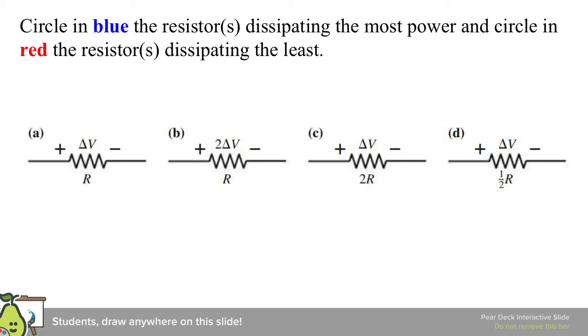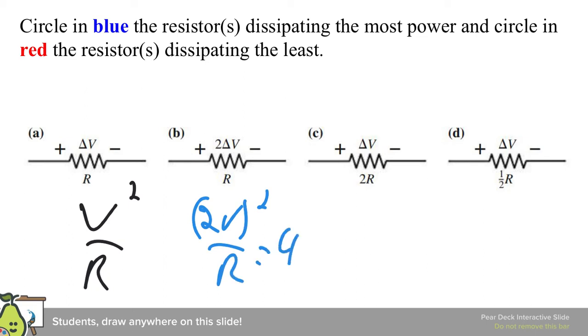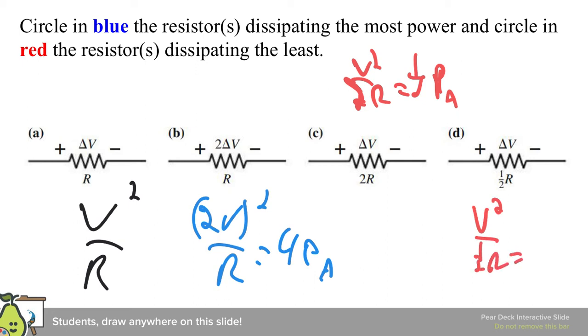We'll take A as our reference one, because that's going to be V squared over R. And then for B, we'll have 2V squared over R, which is 4 times the power in A. And for C, we'll have V squared over 2R, which is 1/2 the power in A. And here we have V squared over 1/2 R, which is 2V squared over R, which is more than A but less than B. And so we get that this is the least, and that's the most.